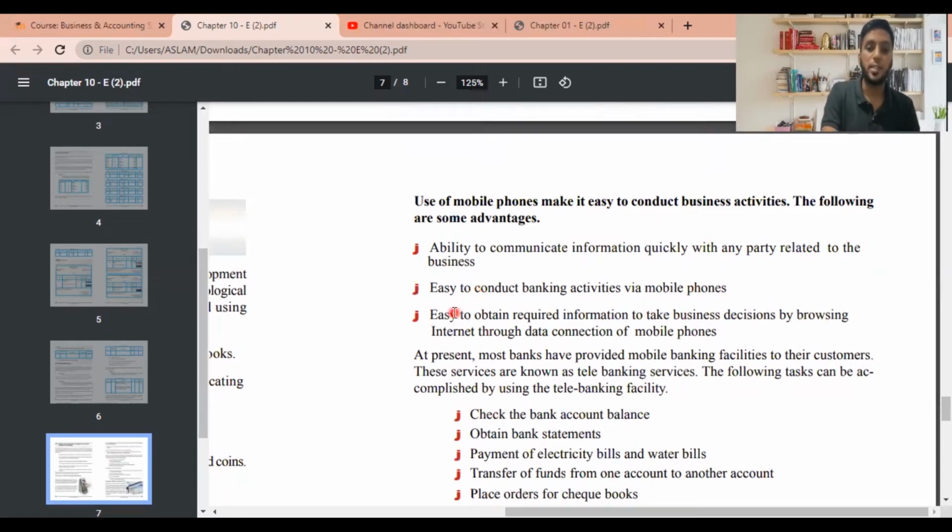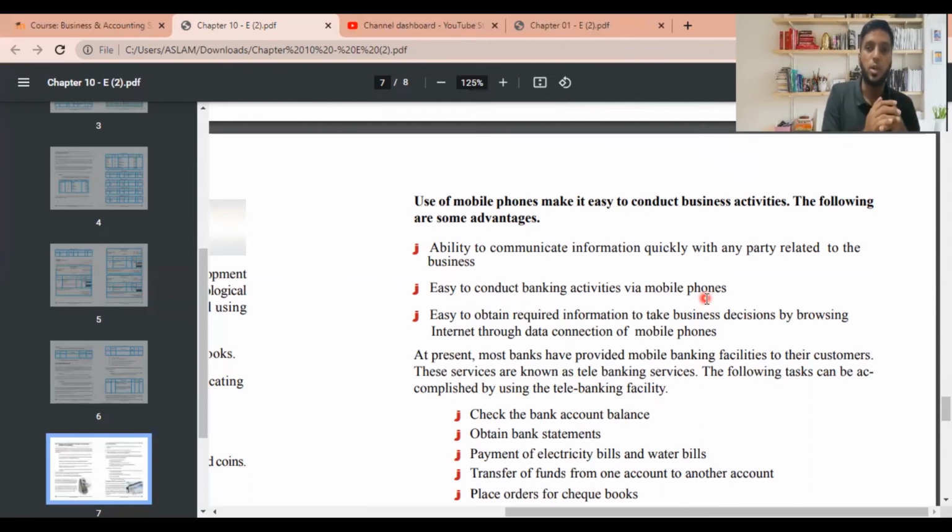Of course, it's easy to conduct banking activities via mobile phones. You don't want to go to the bank. If you really want to deposit into certain accounts, you don't want to fill in a deposit slip, but still you can have a receipt. I mean, you will have a deposit slip once you make the deposit. That's one of the good things about sitting in one place.